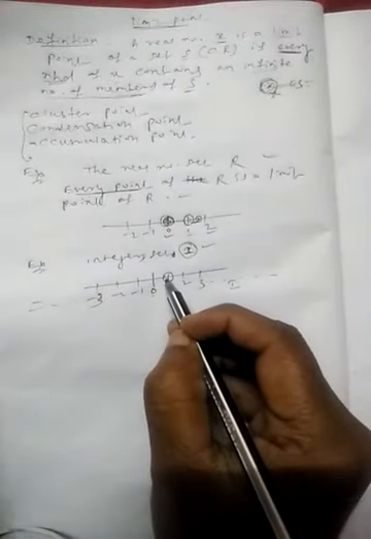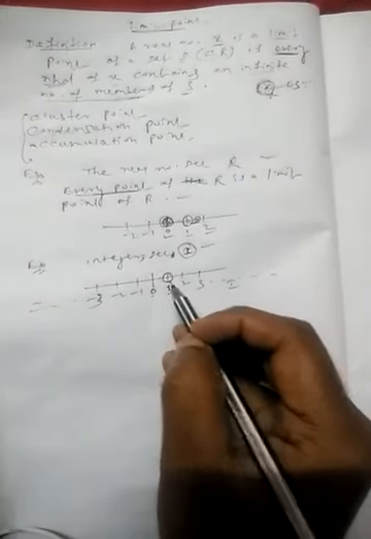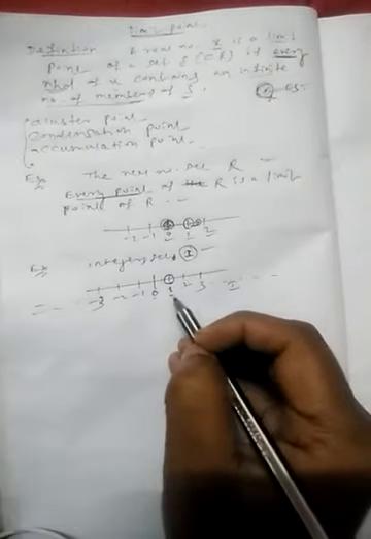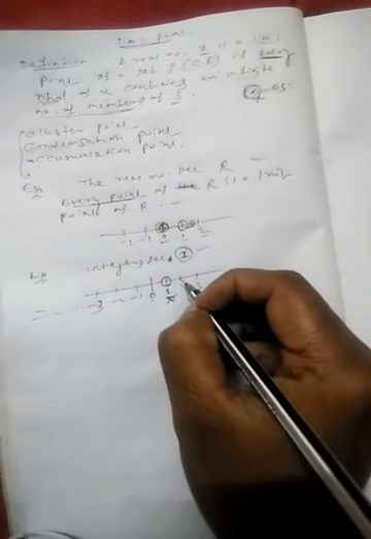But what is the definition? Our definition is every neighborhood of X contains an infinite number of members. But here, I get a neighborhood which does not contain any member of the set I except 1. So 1 is not a limit point. Again, for 2 also we can get a neighborhood which does not contain any member of the set except 2. So 2 is also not a limit point.